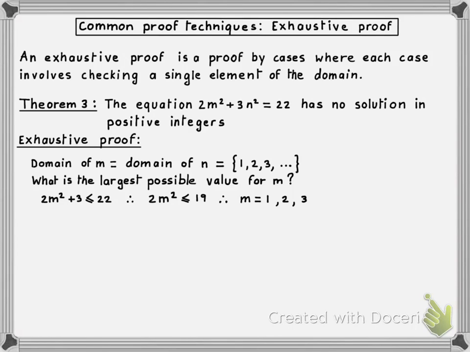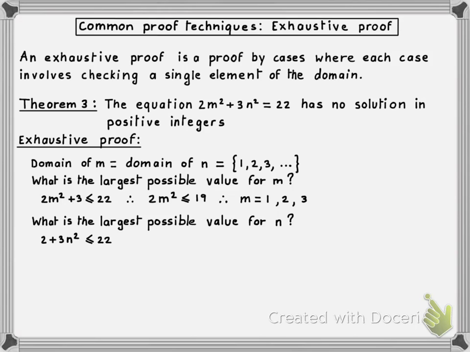Now let's perform a similar analysis for n. We already know the minimum value for n is 1, but what is the largest possible value for n? Well, this value is reached again for the smallest possible value of m, which is 1. So what happens when we plug in the value 1 for m in the equation of the theorem? We get 2 times 1 squared, which is 2, plus 3 times n squared equals 22.